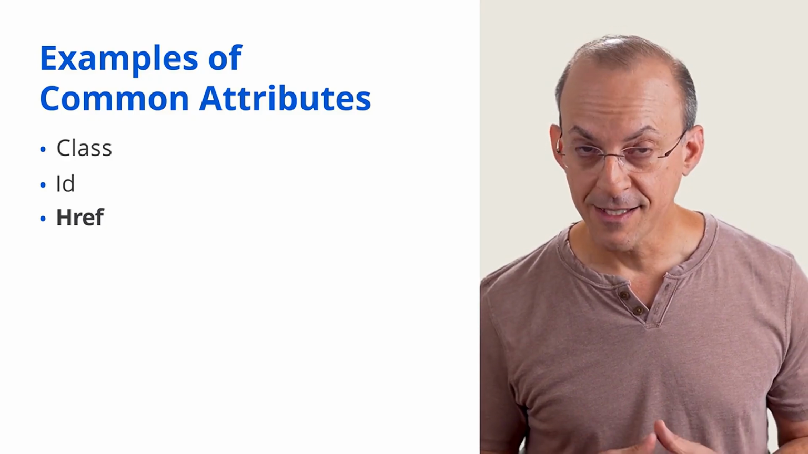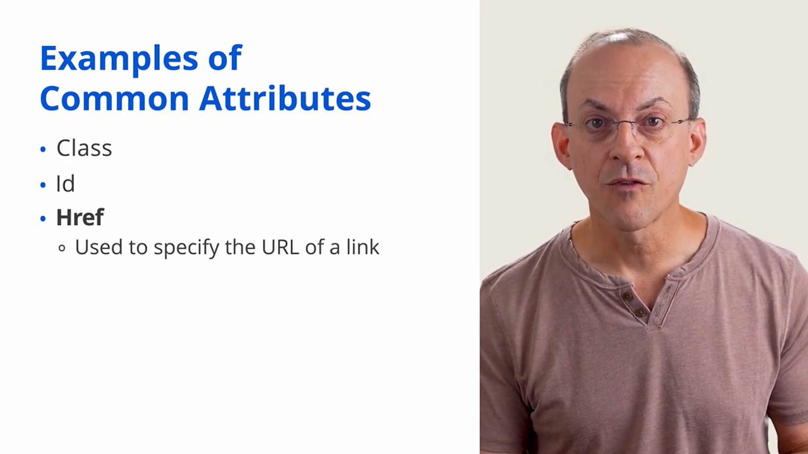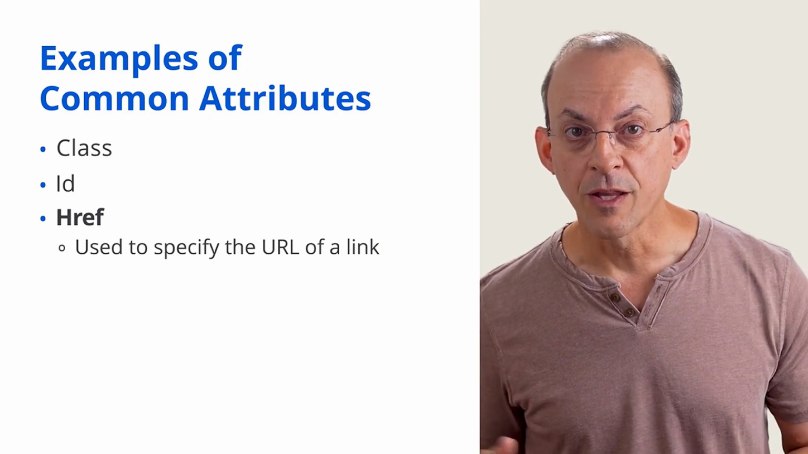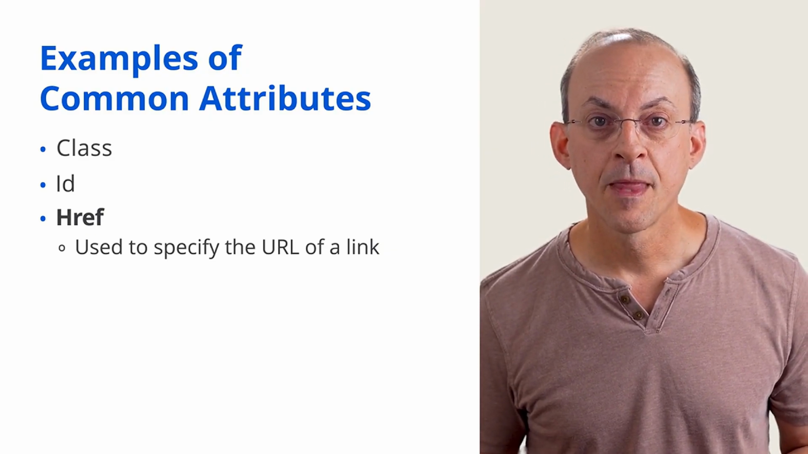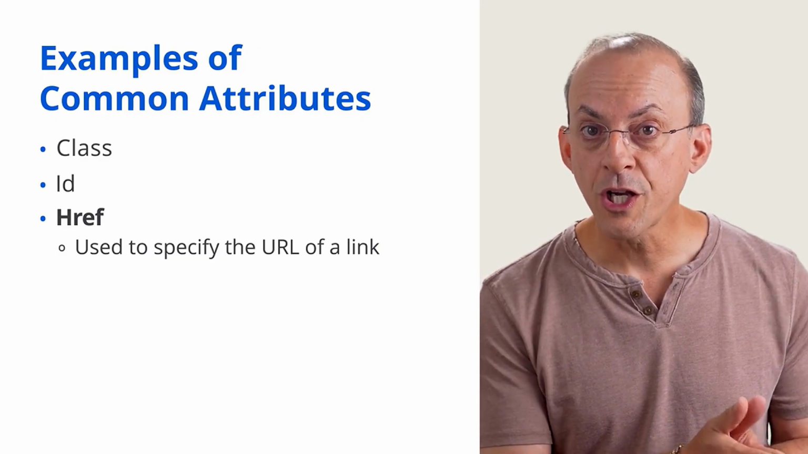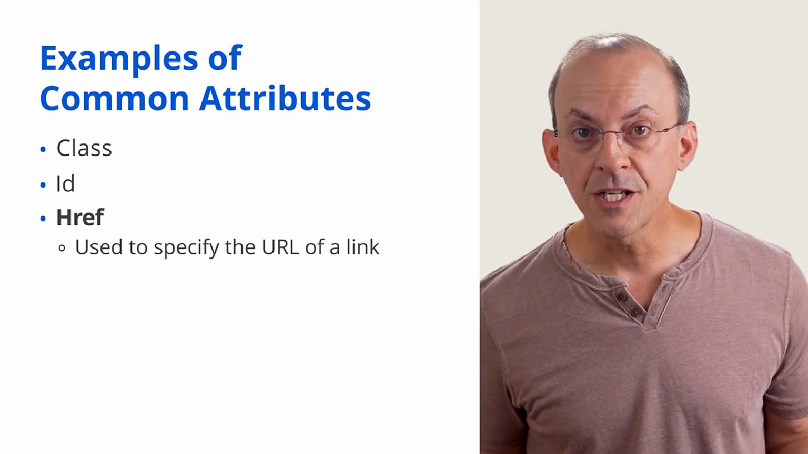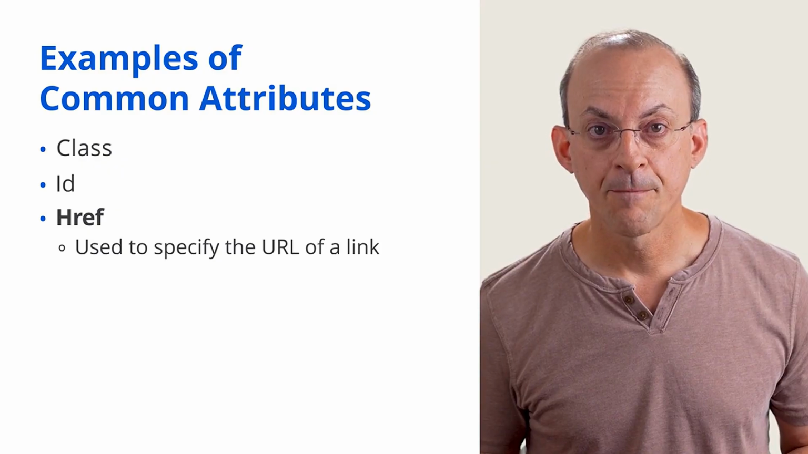Used in a tags, this attribute sets the destination URL for a hyperlink, guiding users to the right location with just a click. This attribute tells the browser where to go when the link is clicked, whether it's another page on your site or an external website.